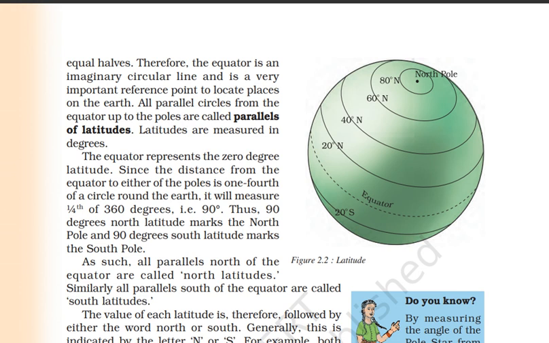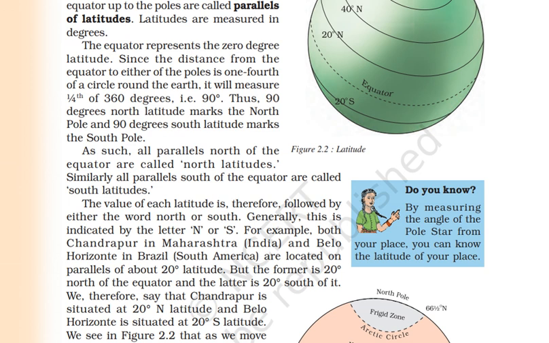Latitudes are measured in degrees. The equator represents the 0 degree latitude. Since the distance from the equator to either of the poles is one fourth of a circle around the Earth, it will measure one fourth of 360 degrees, that is 90 degrees. Thus 90 degrees north latitude marks the North Pole and 90 degrees south latitude marks the South Pole.